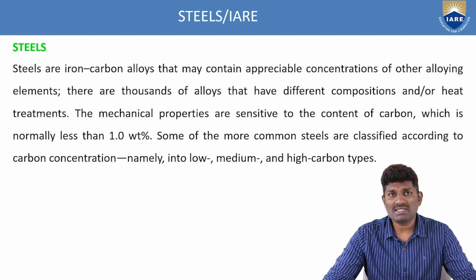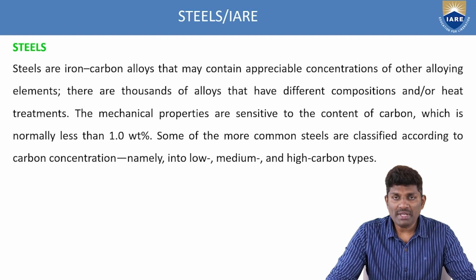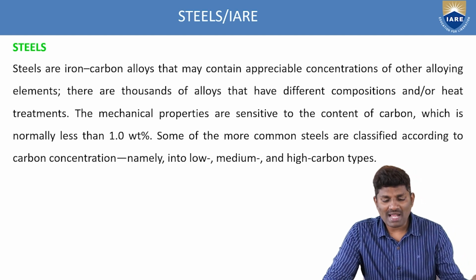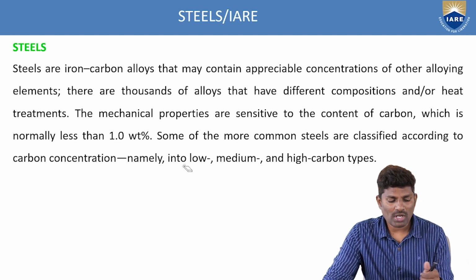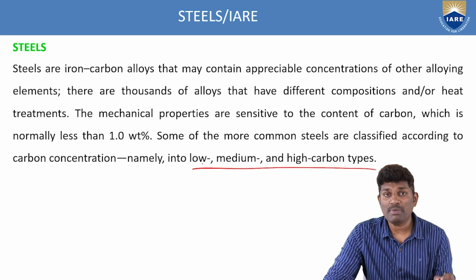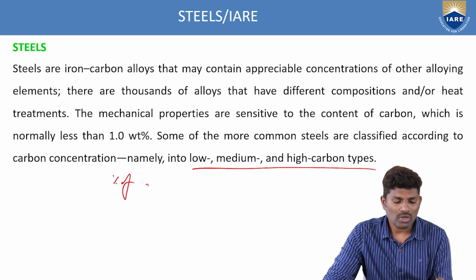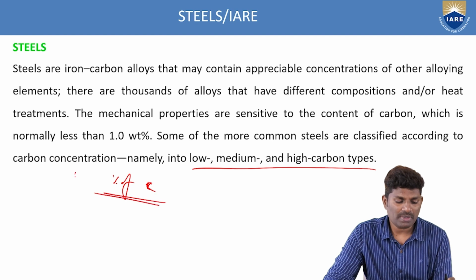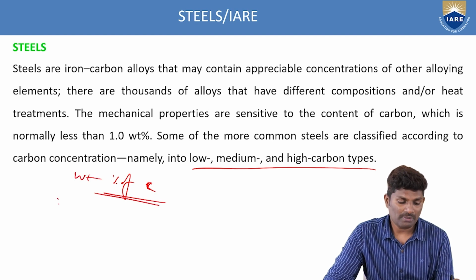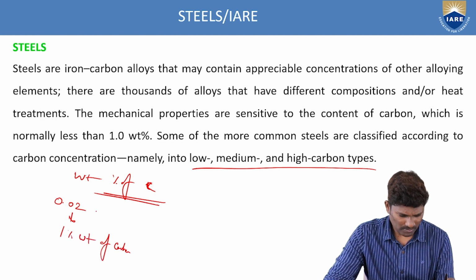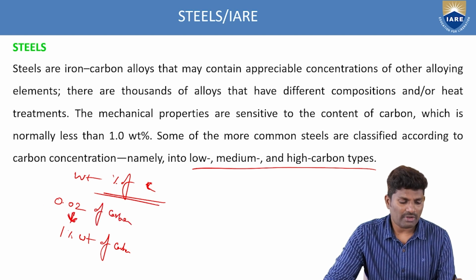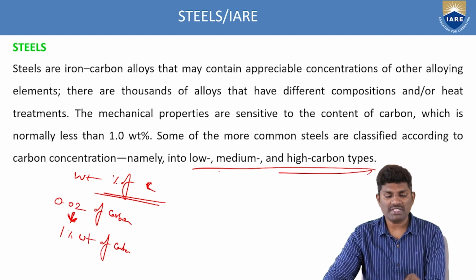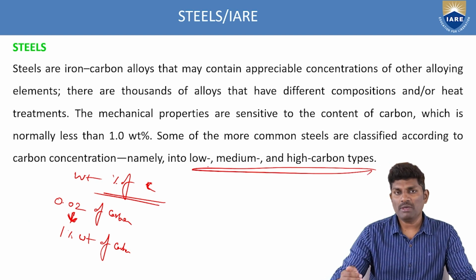The more common steels are classified again into low, medium and high carbon steel. So how we are classifying whether it is low carbon, medium carbon or high carbon is based upon the weight percentage of carbon content. From 0.02 it will reach up to 1 percentage of carbon. So during these changes in the percentage of carbon content, we are differentiating whether it is a low carbon steel or medium or high carbon steel.